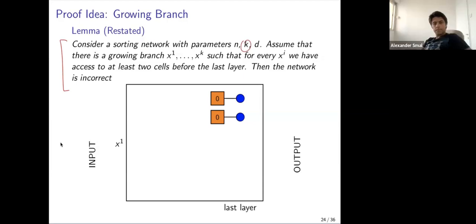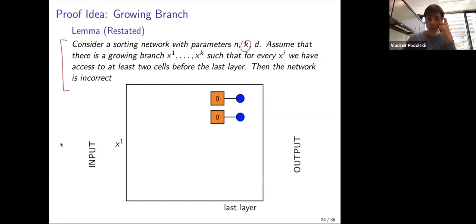Okay, let's move on to the proof. The only thing is, for convenience, I will assume that instead of at least here, I will have exactly. It will just make the explanation of the proof a bit more convenient, so we do not have to worry about something. So if I have access to exactly 2 cells before the last layer, then the network is incorrect. That's what I will prove.